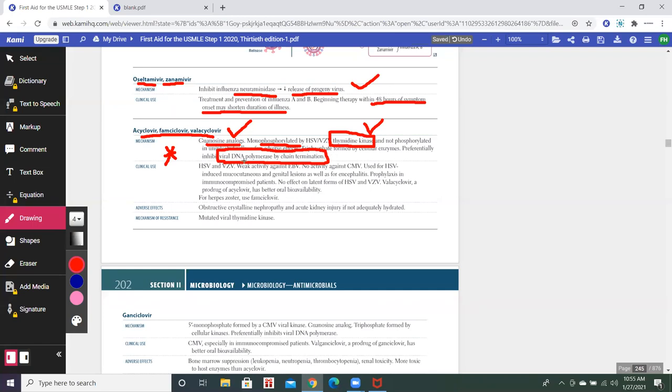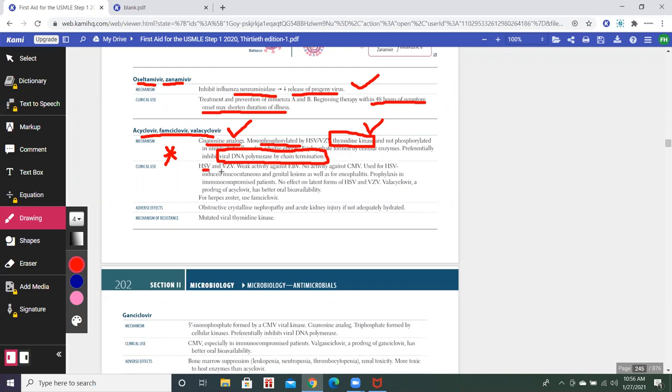That is, it will prevent the DNA polymerase from increasing the viral replication. Do you guys remember the importance of DNA polymerase in the steps of DNA replication? Yes or no? Yes. So if you prevent DNA polymerase, will there be DNA replication? No. That's that.